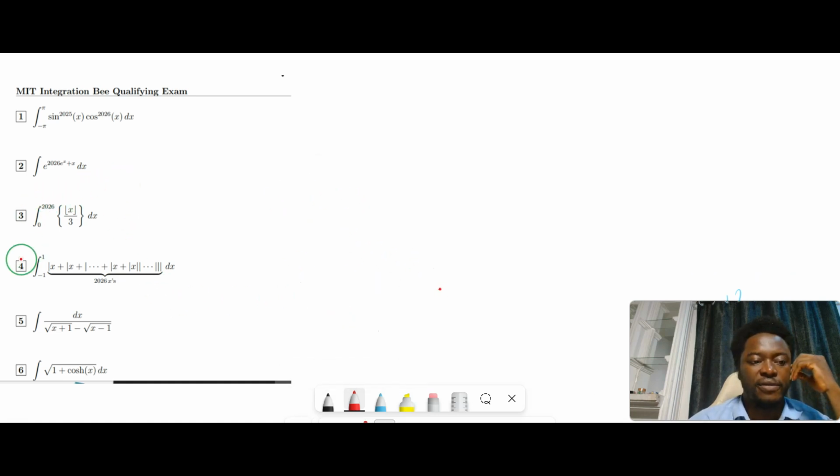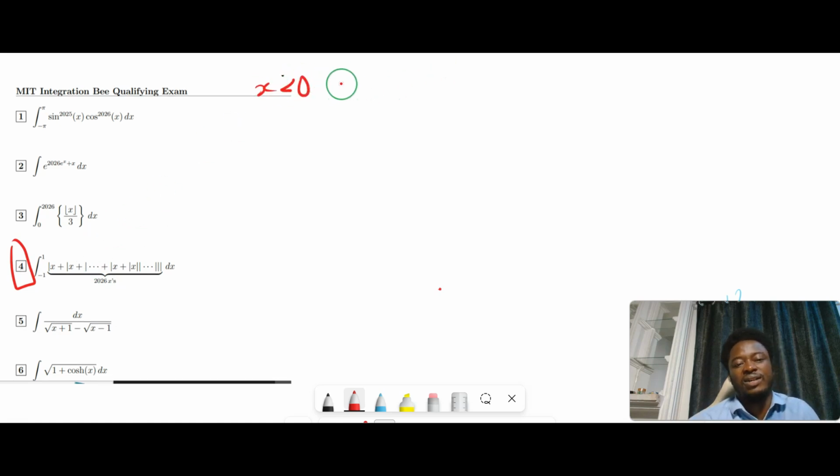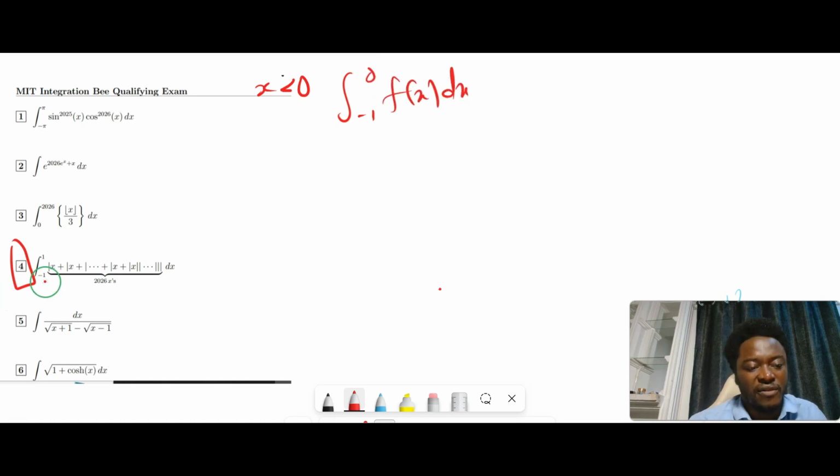For number 4 here, we need to look at the integral from -1 to 1 of all of this. First of all, let's assume x is less than 0. So let's say we are looking at the integral from -1 to 0 of this f of x dx, where this f of x is this nested expression. So how do we deal with this one? What are we going to do here?